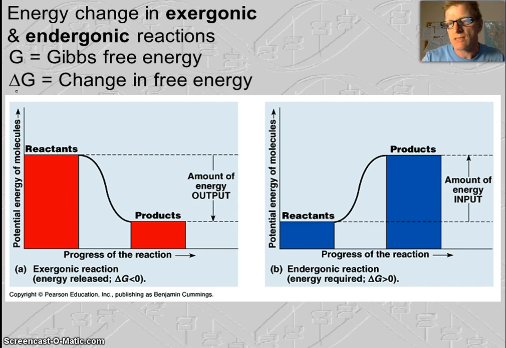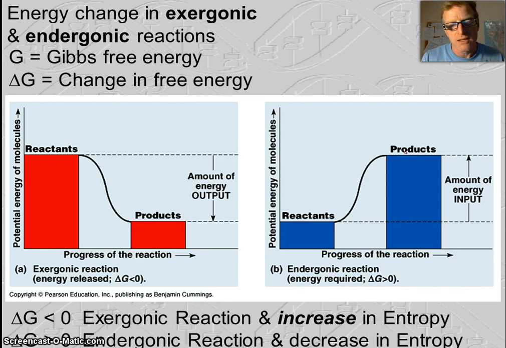Whereas in photosynthesis, we take low energy carbon dioxide and water molecules and produce high energy sugars and oxygen, we have an increase in energy. We're storing more energy in those products. So that's an example of a positive delta G.